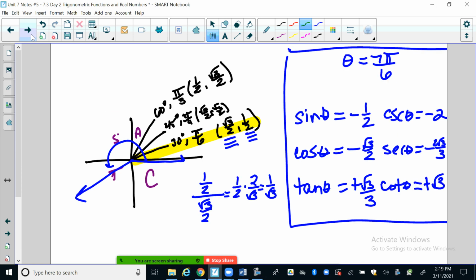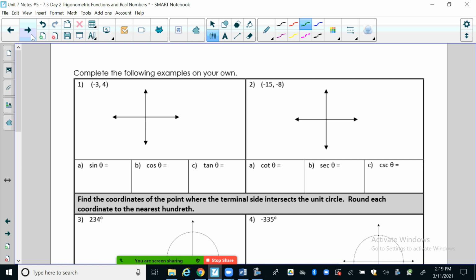All right. Go ahead and complete the following 2 examples on your own. I will check in with you guys in about 2 minutes, see if you need some more time.